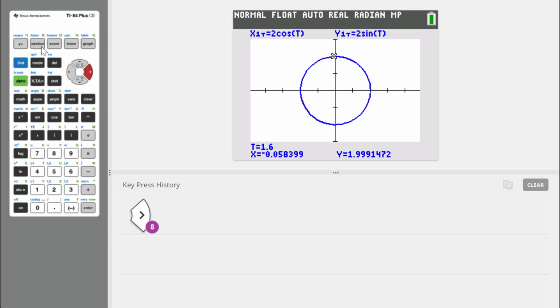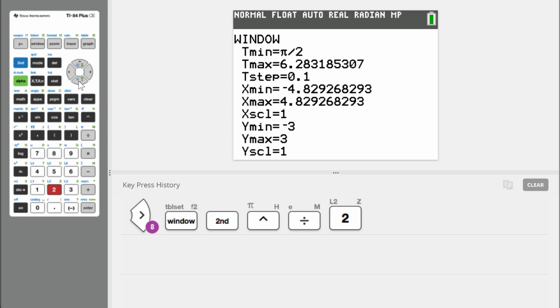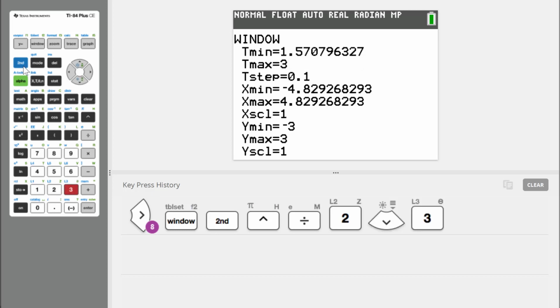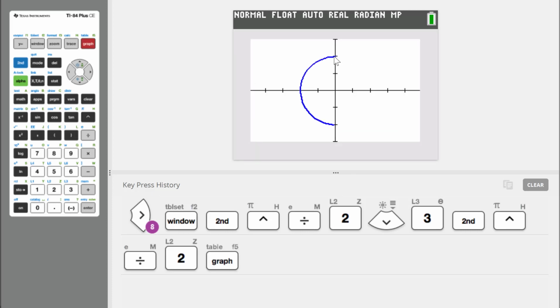So if I want to adjust my picture, instead of counting from 0 to 2 pi, if I instead told the calculator to just show me t values from pi over 2, which will be the top of the circle, down to 3 pi over 2, then that should give me the left side of the circle just like we wanted. Let's take a look. And sure enough, there it is. The calculator is now only showing us those values of t.